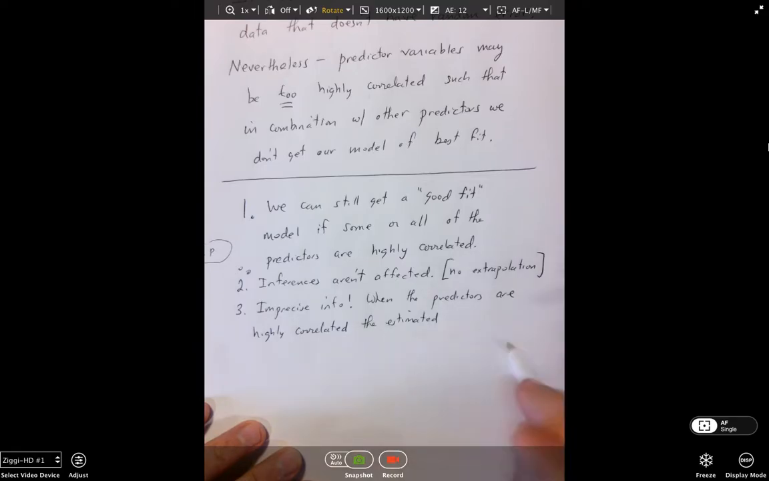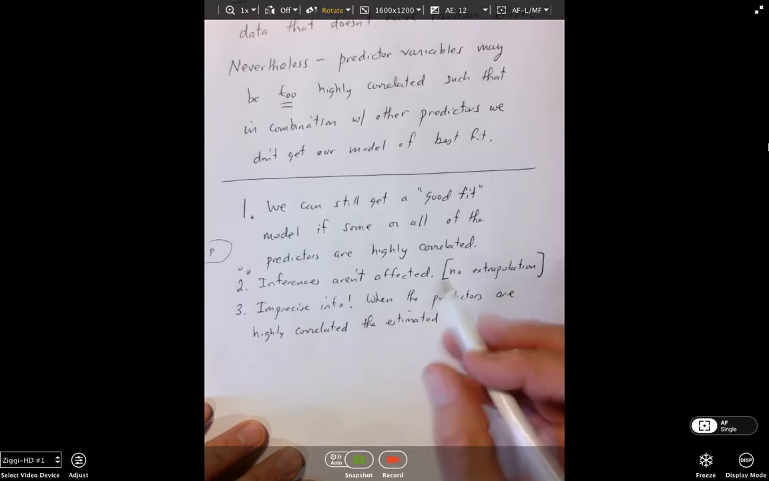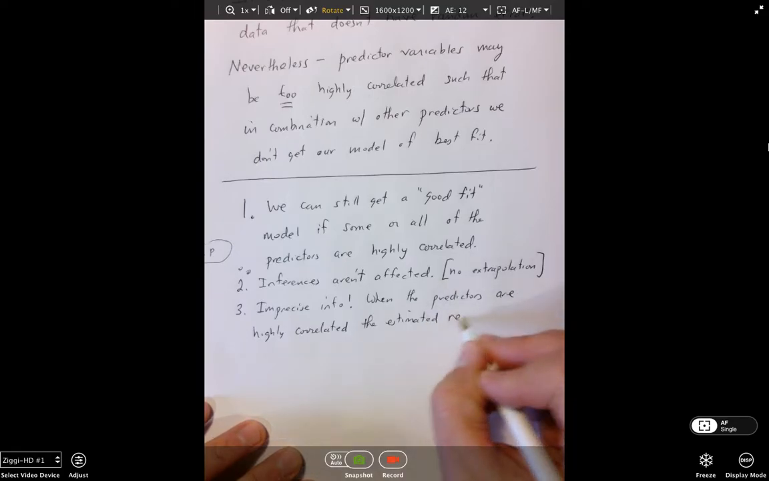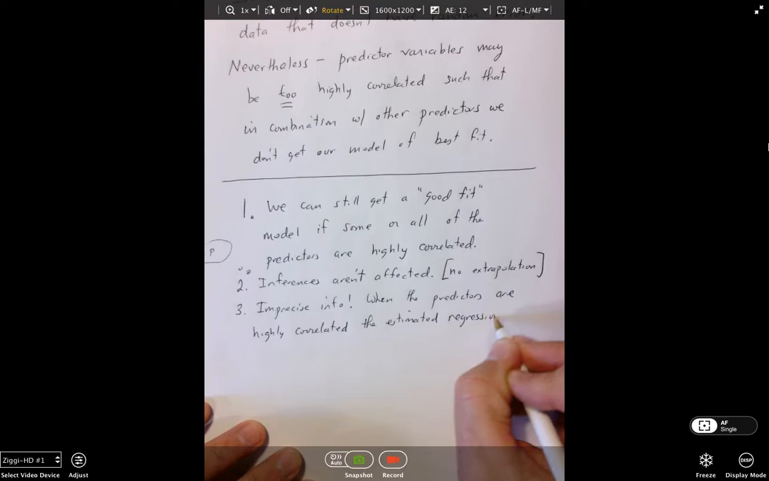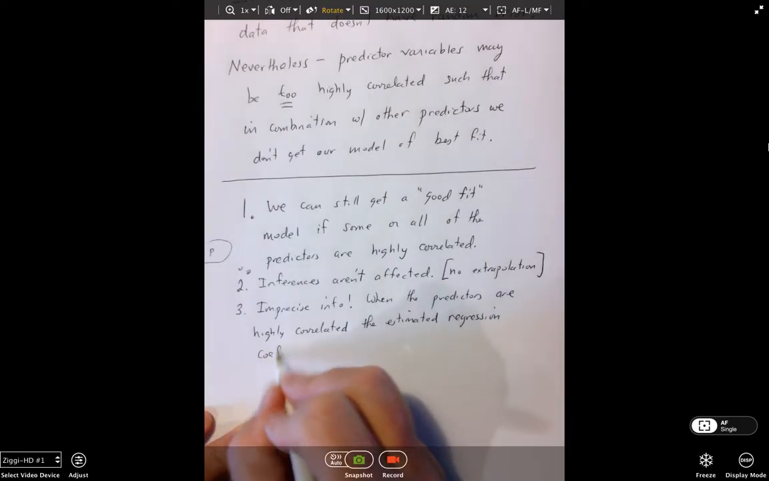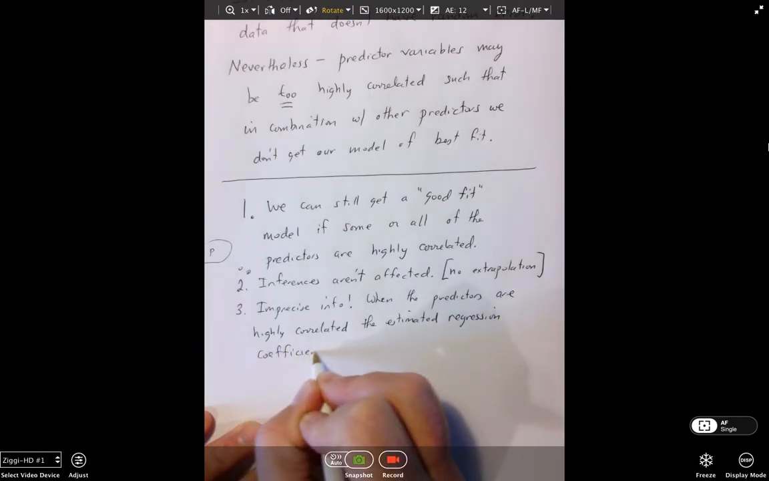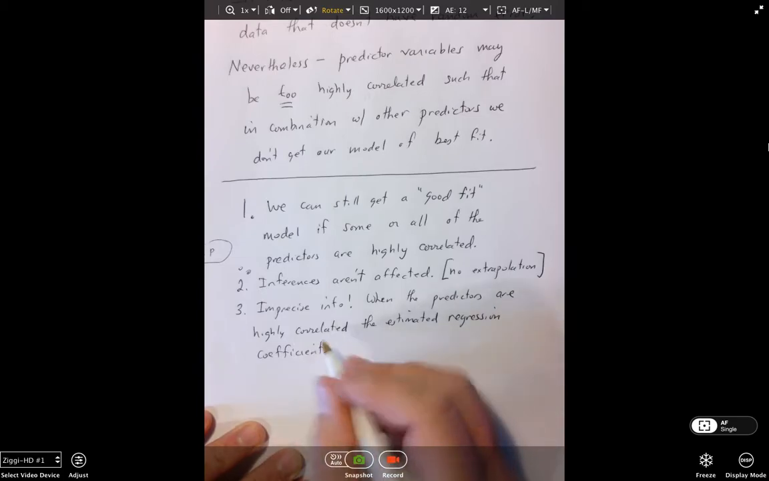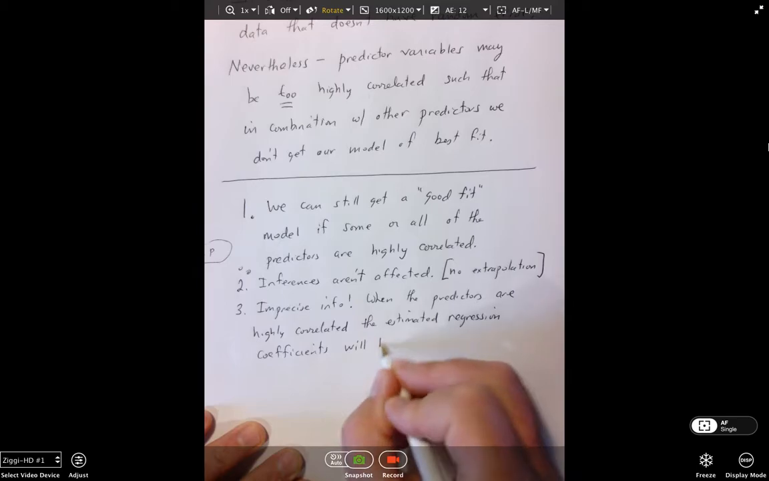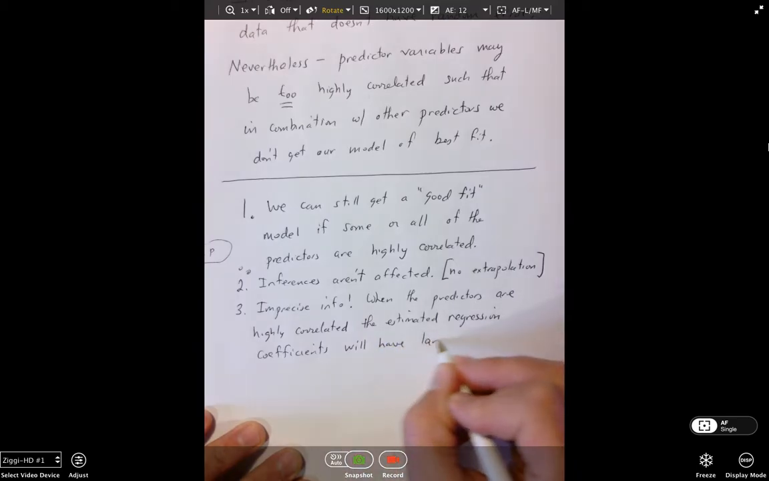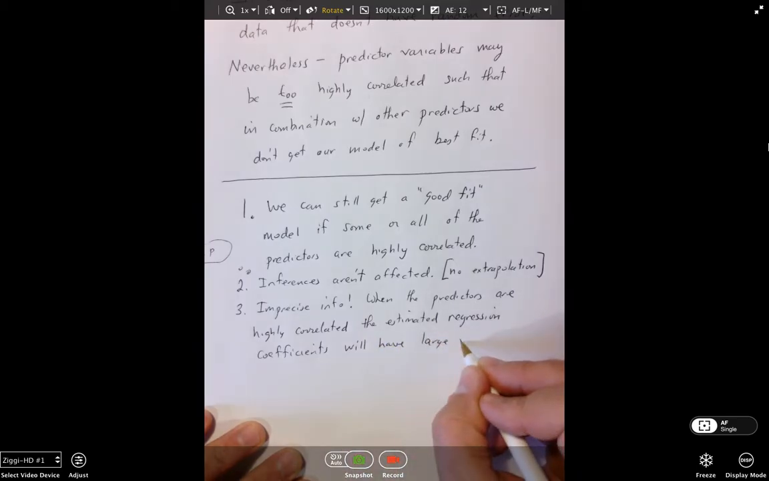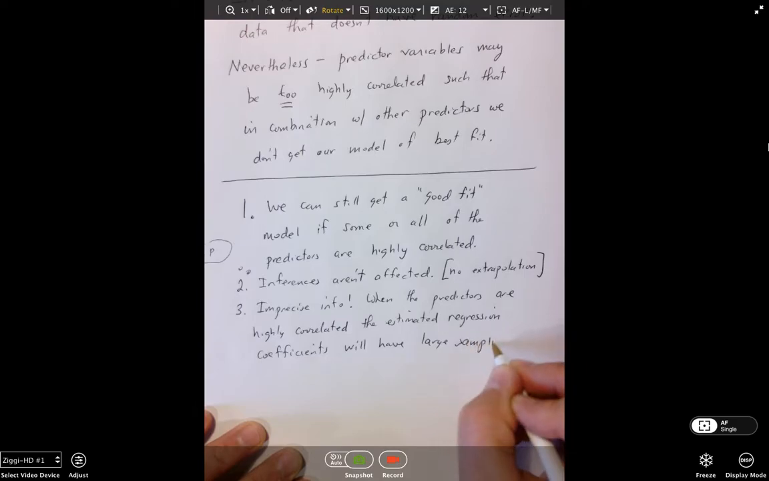So anyway, what am I trying to say here? When the predictors are highly correlated, the estimated regression coefficients, let's just say it this way, we'll have large sampling variation.